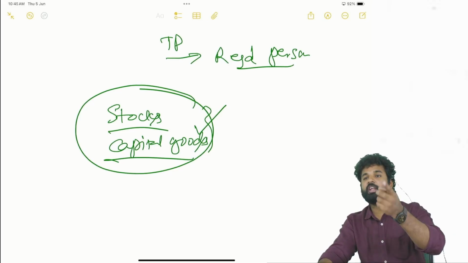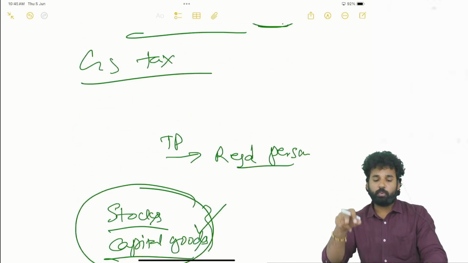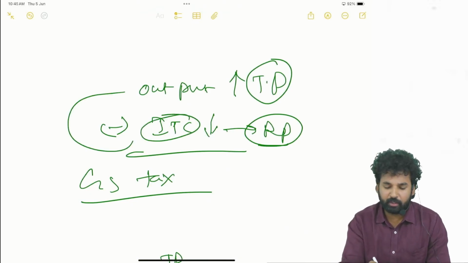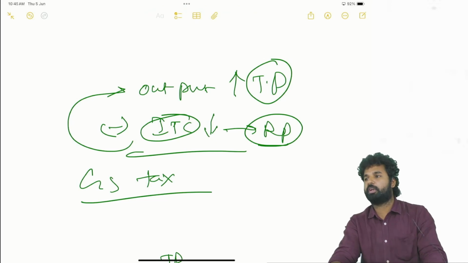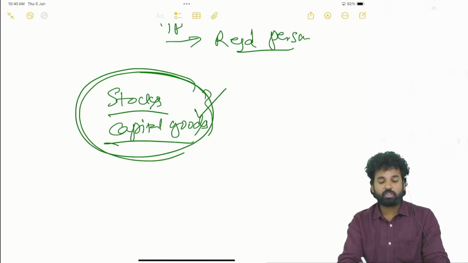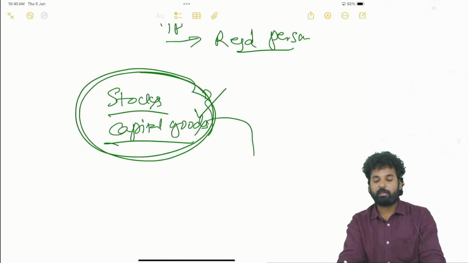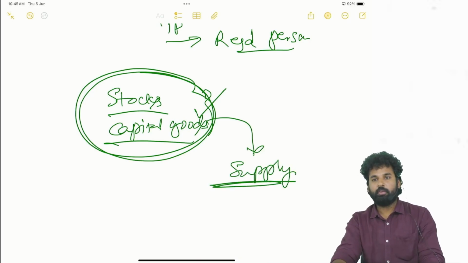He has to reverse the entire input tax credit. How shall he reverse it? By adding it to the output tax liability. By adding it to output tax liability, we can reverse the input tax credit. So by assuming all the stocks and capital goods at the point of closure of the business will be treated as supply.